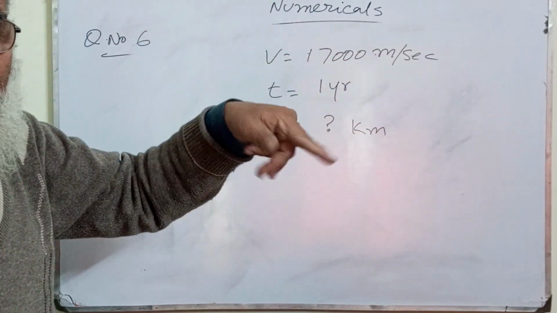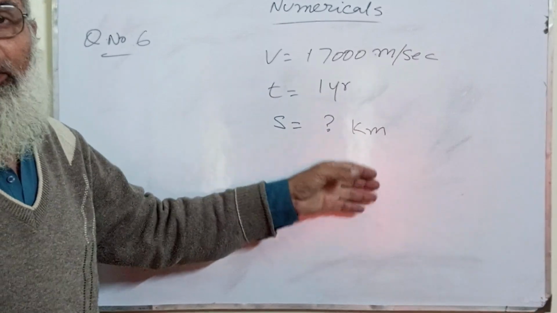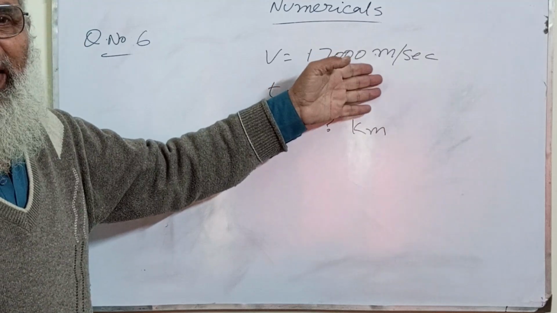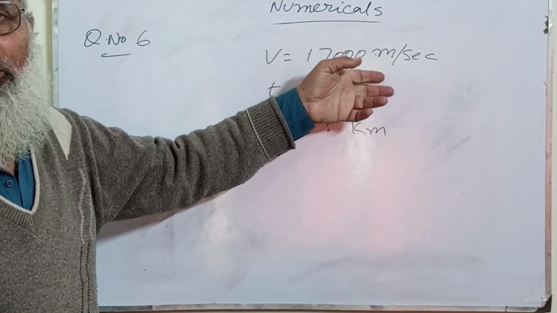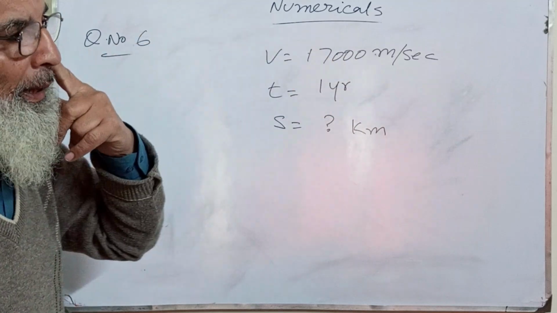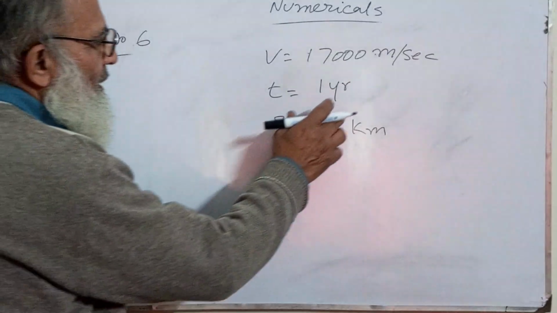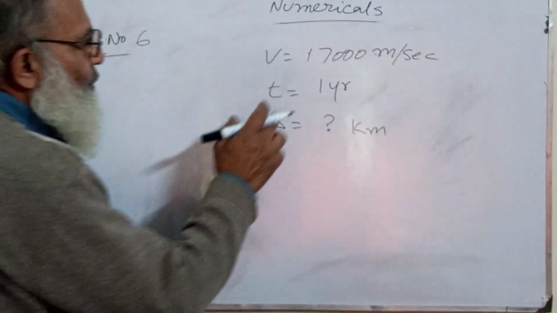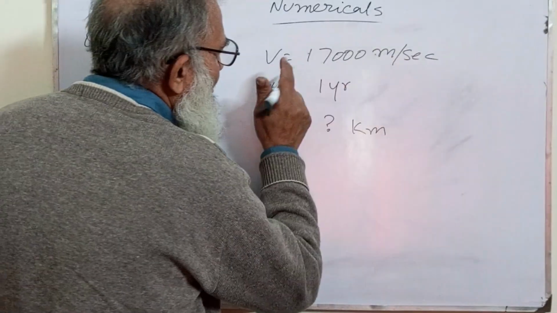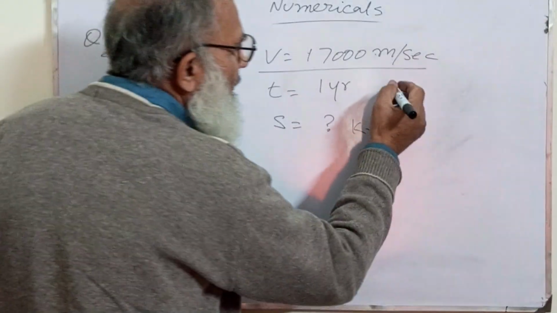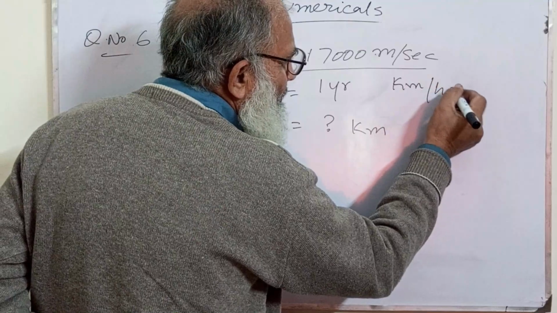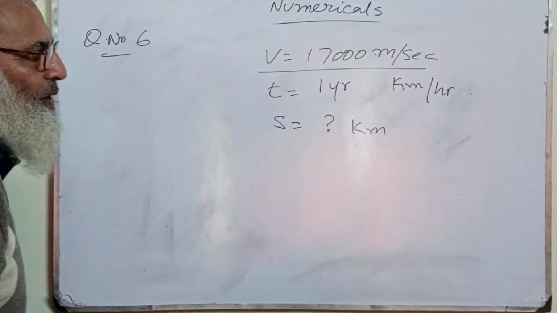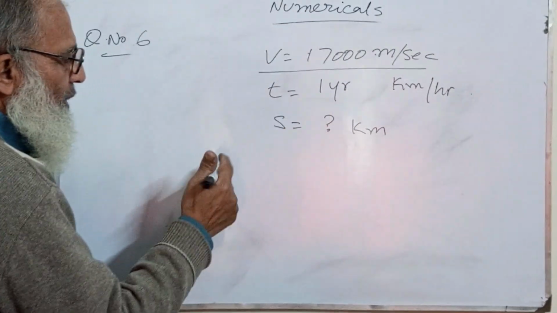When this is in meters per second and you are asked to calculate the answer in kilometers, you have to change this into kilometers per hour. Because the time span is very great, I have to change this figure into kilometers per hour. So how do I change it into kilometers per hour?